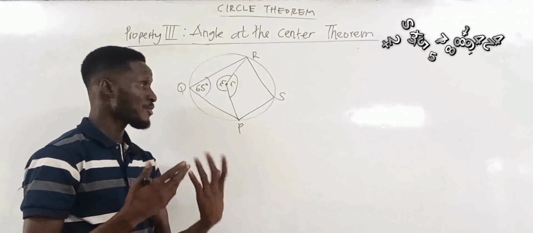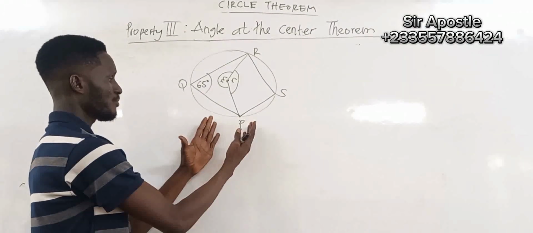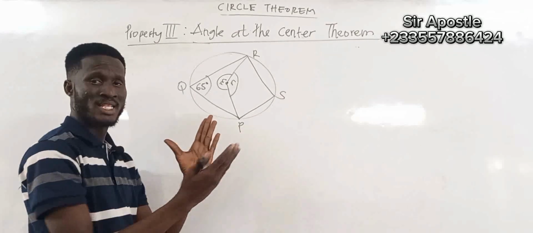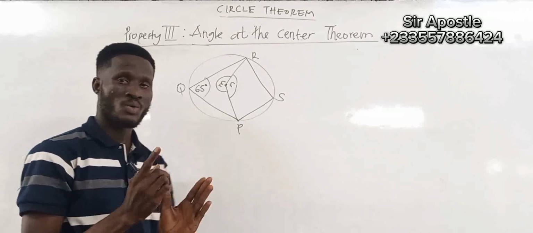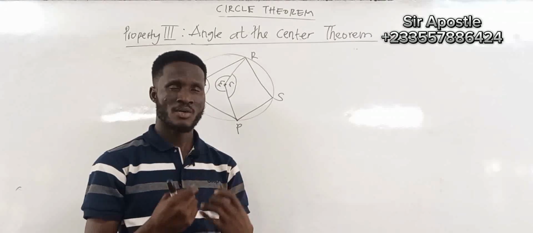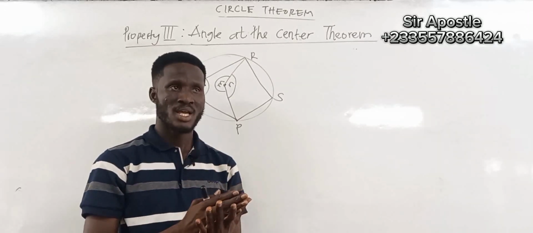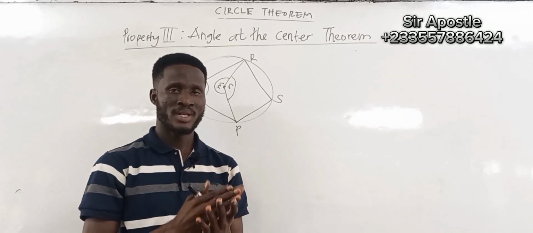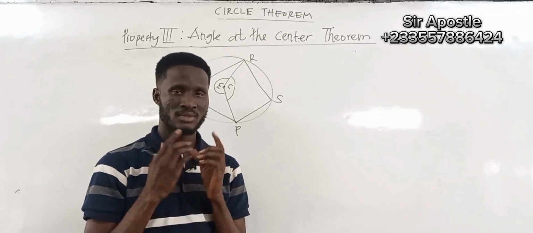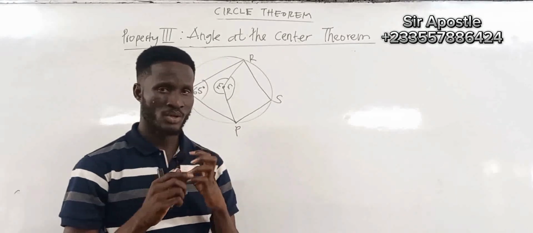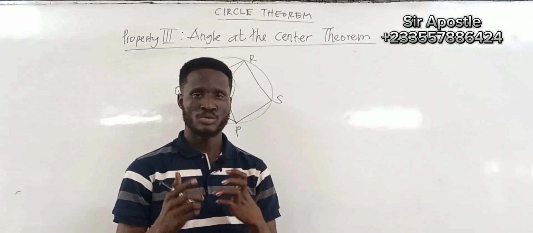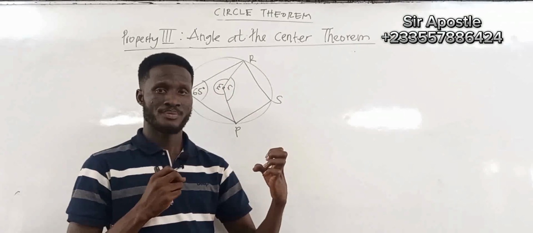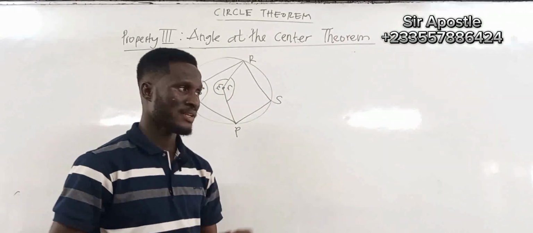Now, what are we saying? How do we see this diagram? I have to identify a chord where one angle is forming at the center of a circle and then another angle is forming at the circumference of a circle. Look at it very well. It is not always that the angle or the chord will be shown.